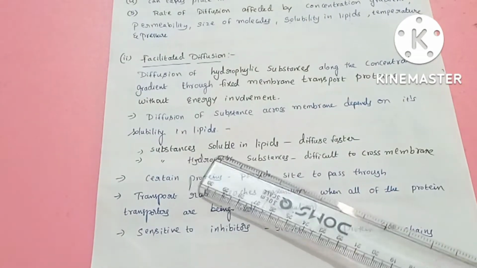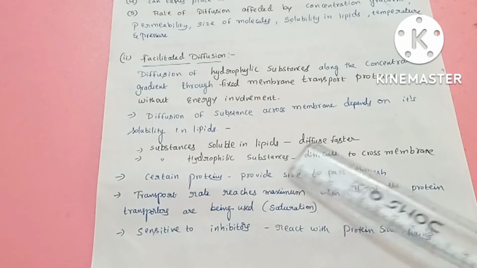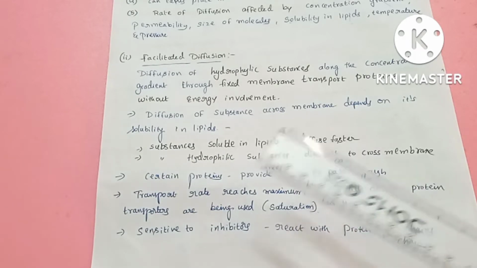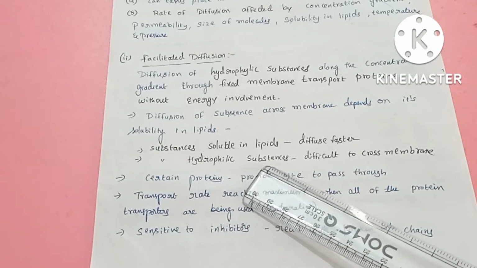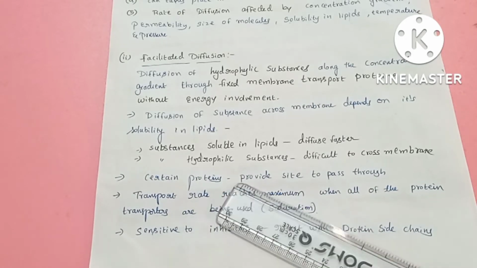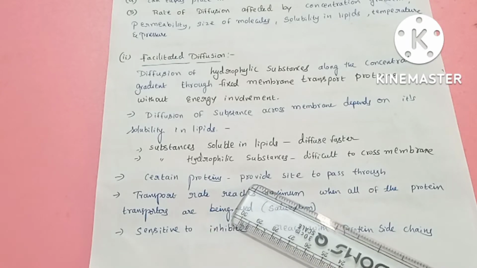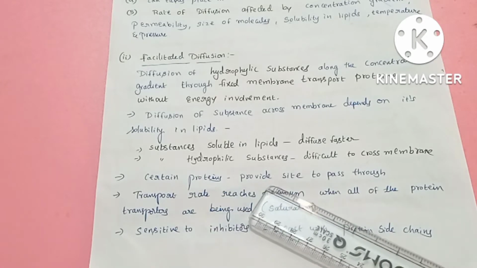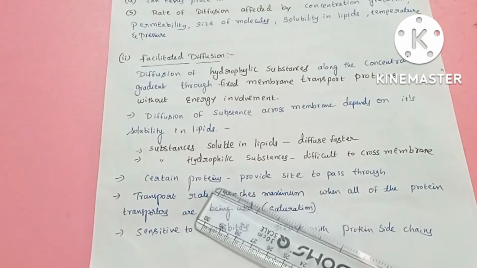So here, the substances which are soluble in lipids diffuse faster when compared to the substances which are not soluble, that is, hydrophilic substances. It's difficult for them to cross the membrane. And there are certain proteins present in the membranes. In facilitated diffusion, those proteins provide a site to pass through and cross the membrane.